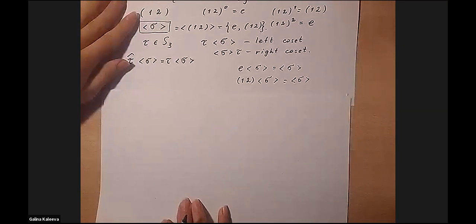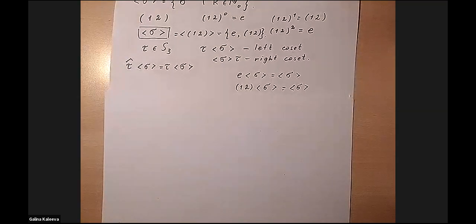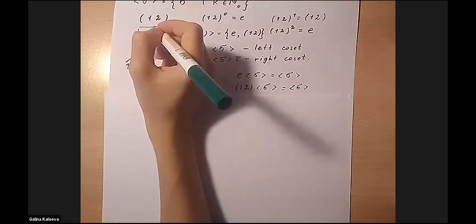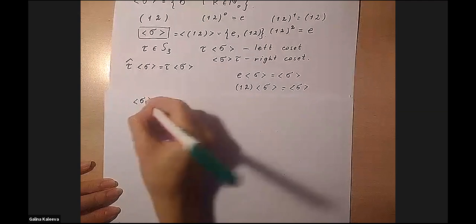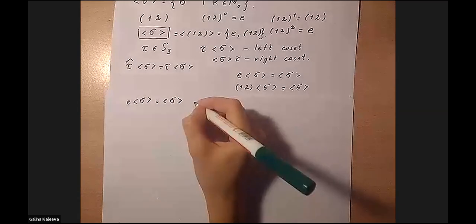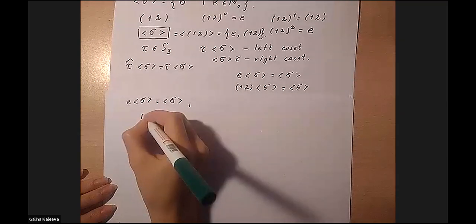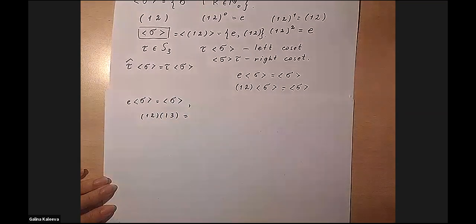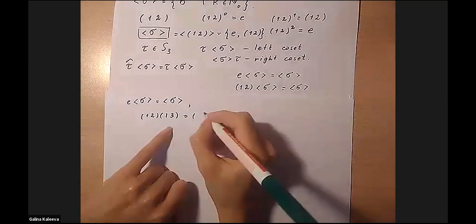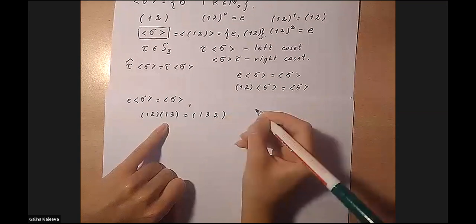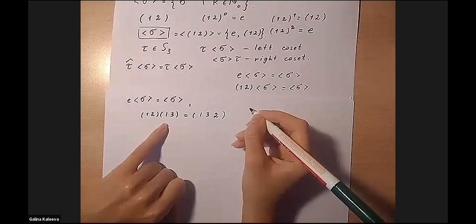Okay, then let's find cosets. We have to multiply our elements from our subgroup by different elements of our symmetric group, right? So the first coset is the coset of the neutral element. We've seen it already, yeah? The second one, let's multiply our permutation by some other transposition. For example, this one. What do we have? 1 goes to 3, and 3 goes to 2, and 2 goes to 1. This is a 3 cycle.